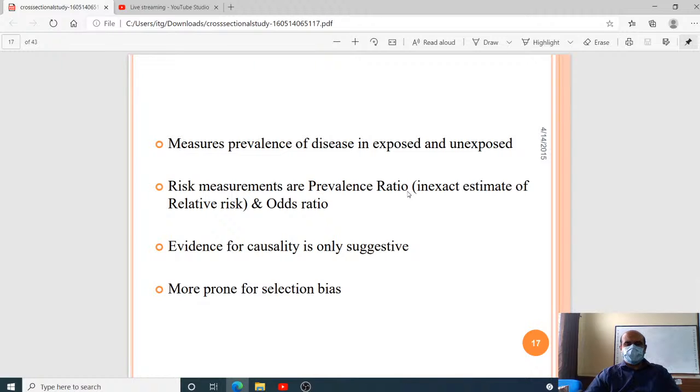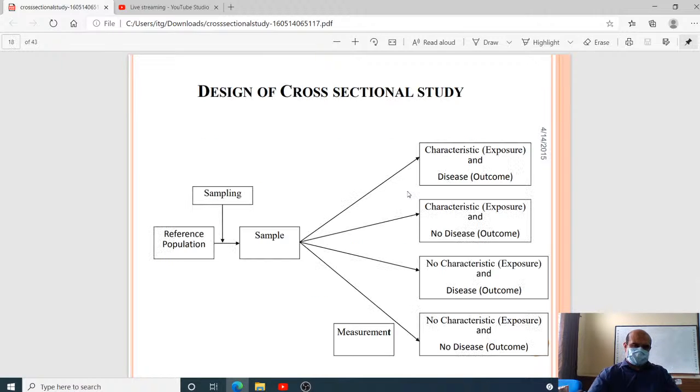The evidence of causality is only suggestive. It does not confirm the causality of any factor to any disease. Should be very clear about this. And it is more prone to selection bias.